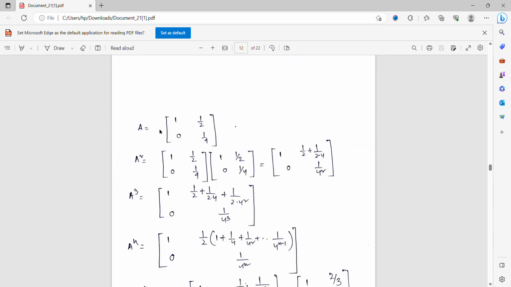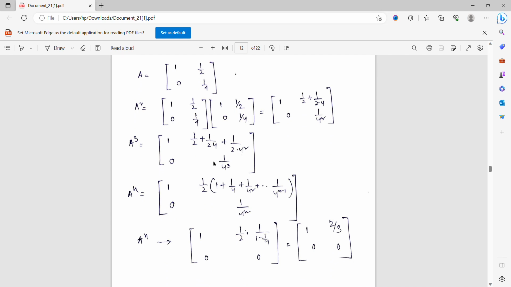Consider the matrix A, which is basically 1, 1 by 2, 0, 1 by 4. Then what is A squared? It is this. A cubed is this. A to the power n is basically this.